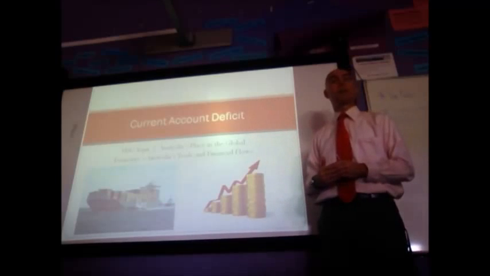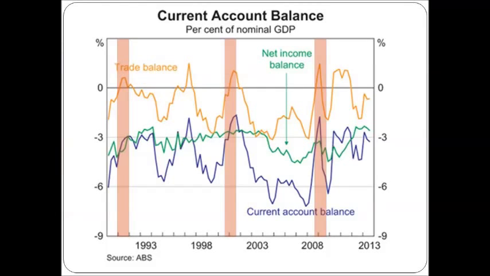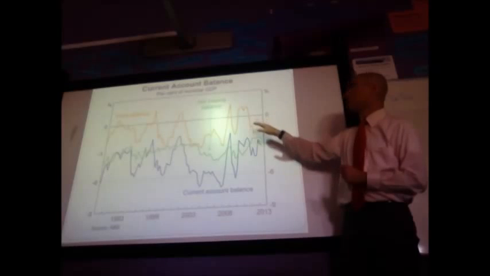Australia has had a current account deficit for the last 40 years. The first thing we want to look at is the actual balance on the current account for the last, this goes back about 20-25 years. If you go back 40 years, you will see that it is constantly in a deficit. So there are three different things that we see here.